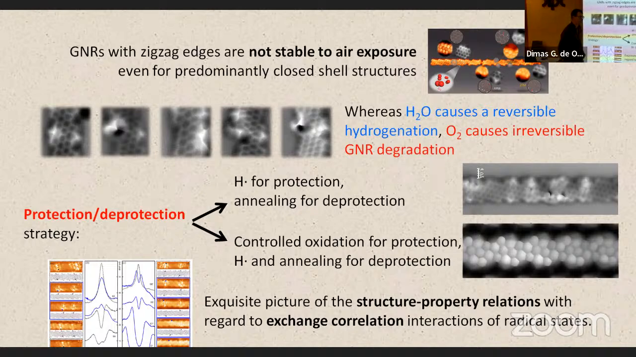I guess that would be possible. We haven't tried that, and I guess the level of control wouldn't be very high. But yes, probably it's a way to oxidize partially, with some degree of control over the oxidation level.